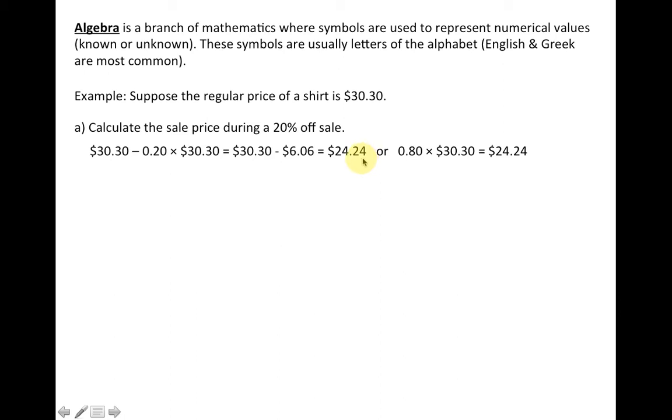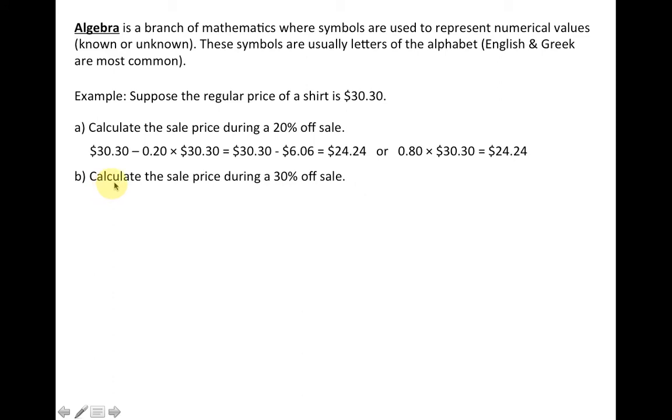$24.24. Now there is another way to do it, because if you start with 100% price of something and subtract 20% of that price, you're left with 80% of the price. So a more direct way of doing this calculation is just doing 80% of $30.30, and that gives you $24.24.